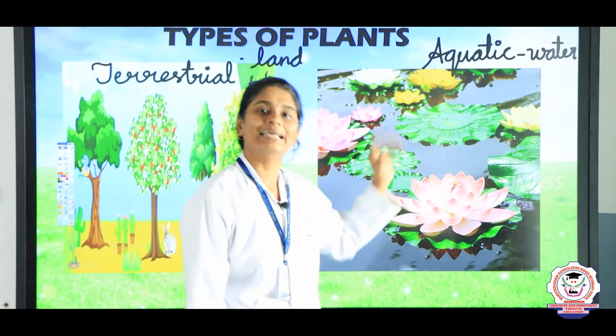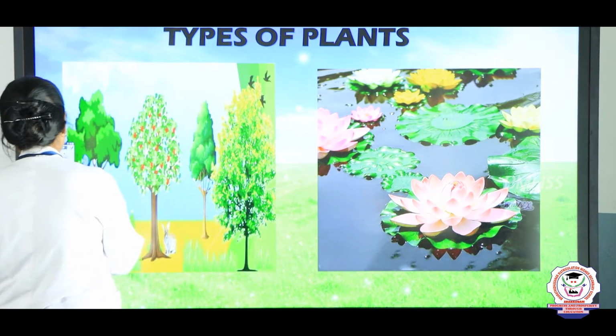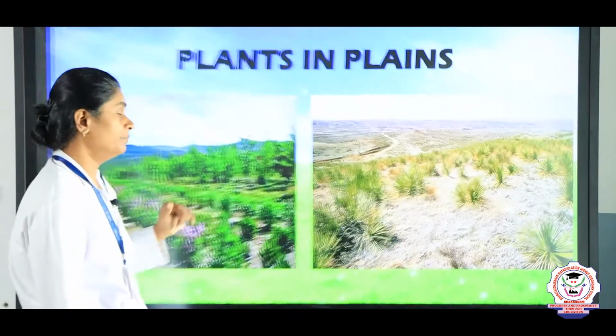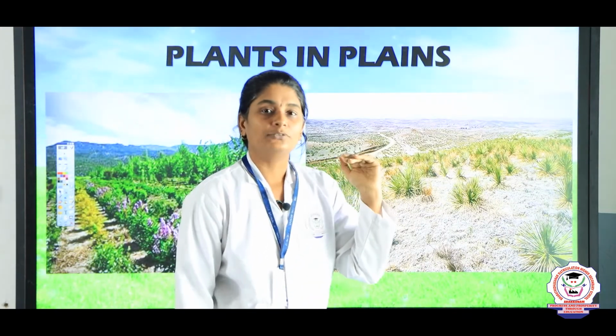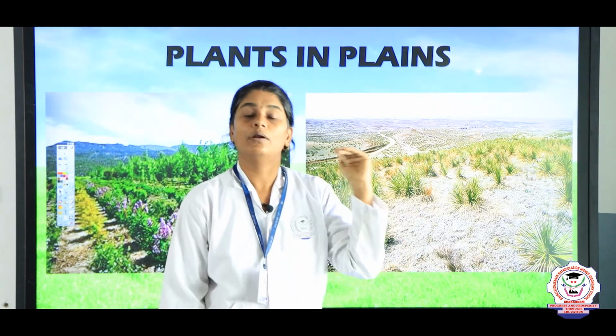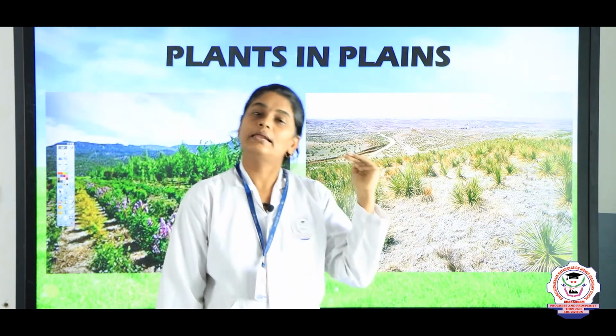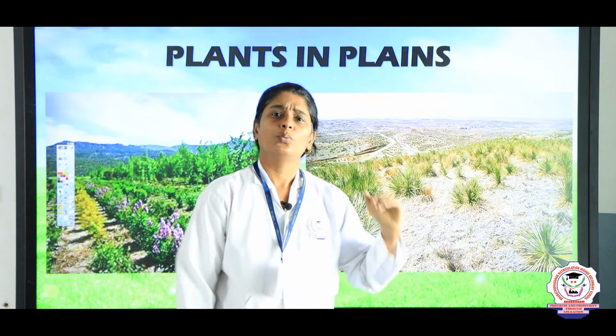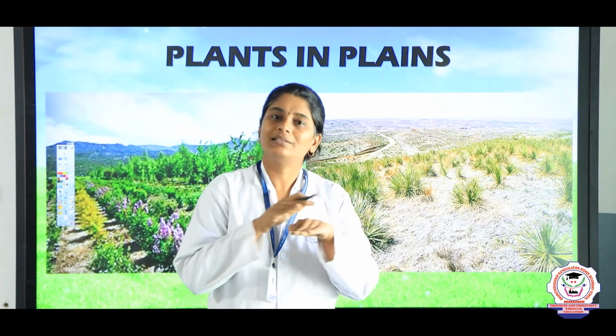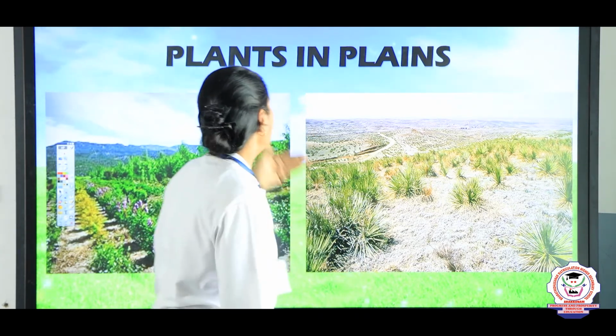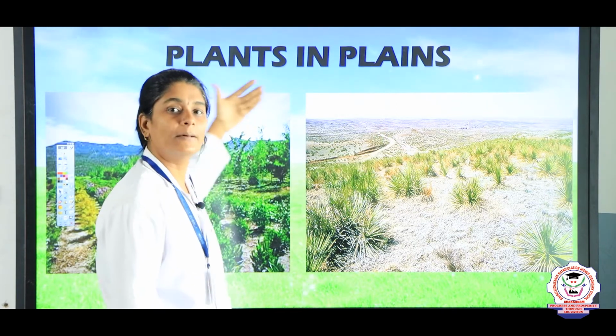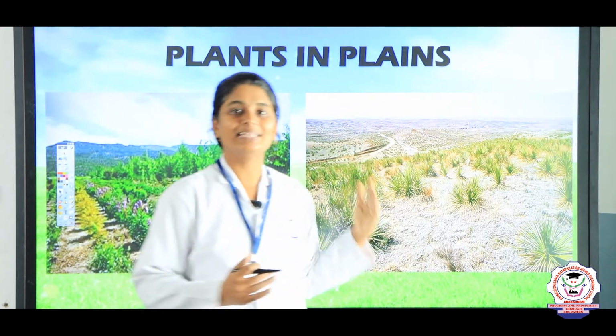Now let us see what are the terrestrial plants. We can see plants that grow in plains, on mountains, in deserts, in marshy areas, near coastal areas, and in rainforests. So we can see plants that grow on the land in different places. First we are going to see the plants that grow in plains. In plains, the climate is hot in summer and cold in winter, right.